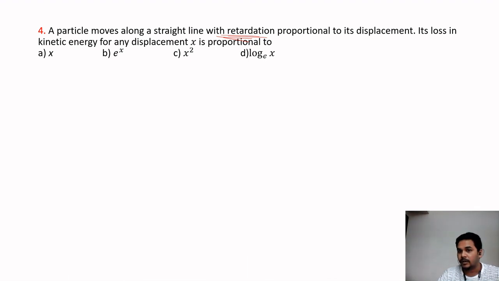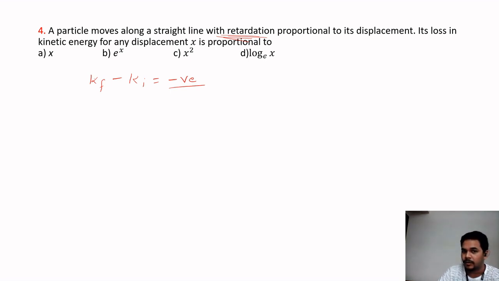what can we do? Directly the work energy theorem should come to mind, because we know work done by all the forces equals change in kinetic energy. And change in kinetic energy is just the negative of loss in kinetic energy. Look, loss means final minus initial. If you write loss in kinetic energy, it means K final minus K initial. This value should be negative. Why negative? Because it is loss. There will be loss of kinetic energy.